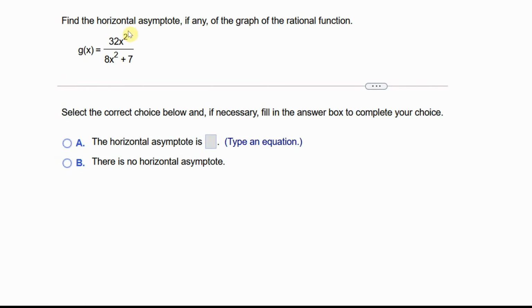For this one, when the degree in the numerator is the same as the degree in the denominator, n is equal to m. This implies that the horizontal asymptote is the ratio of the leading coefficients. y is equal to 32 over 8. You just get 4. So this is just y equal to 4.